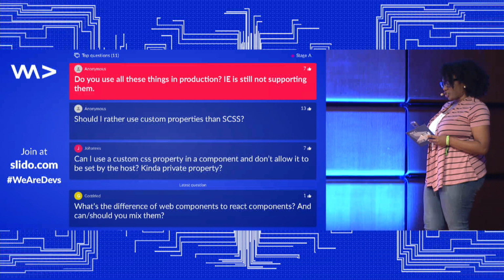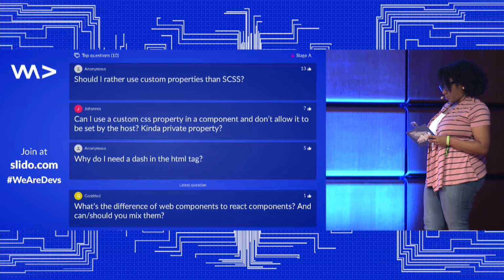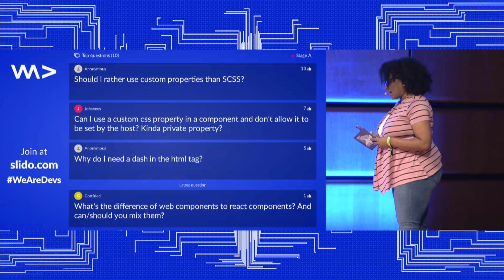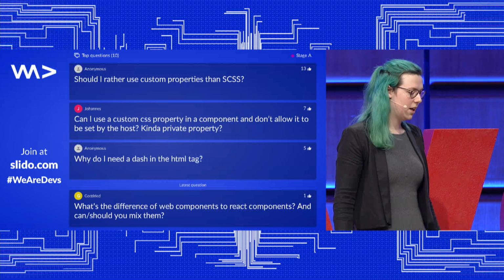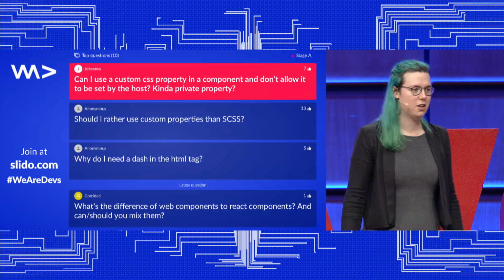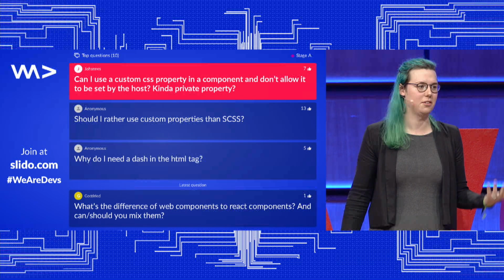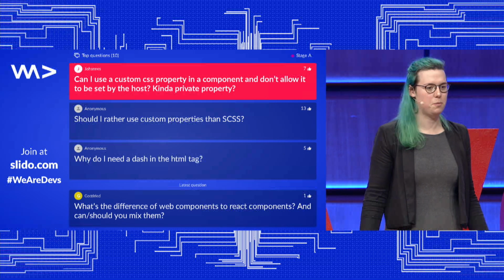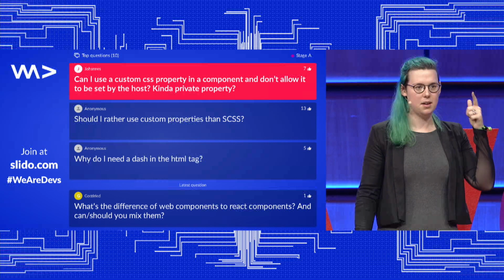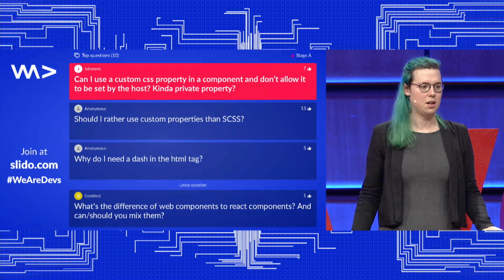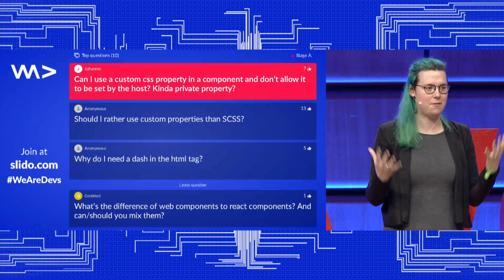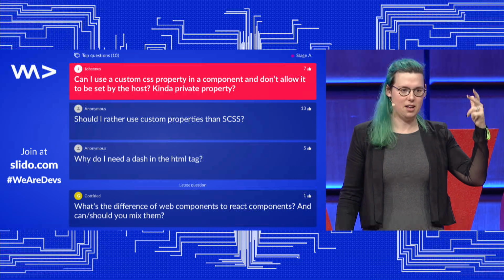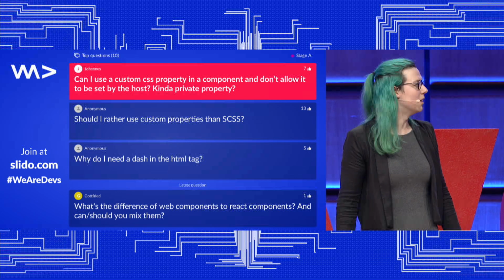Awesome. One last question. Can I use a custom CSS property in a component and not allow it to be set by the host, kind of like a private property? Yeah, you could. Instead of putting it in :host, just put it in one of the subselectors, and then it won't be able to be overridden. So instead of :host, just do p or main or whatever you've got in your shadow DOM, you can just use it there. Just don't use it in the host, because that's where it can be overridden.